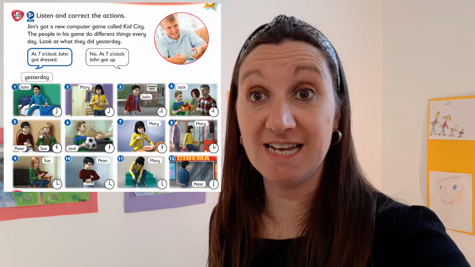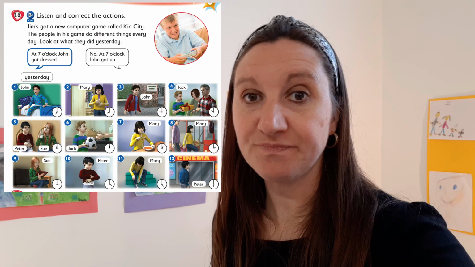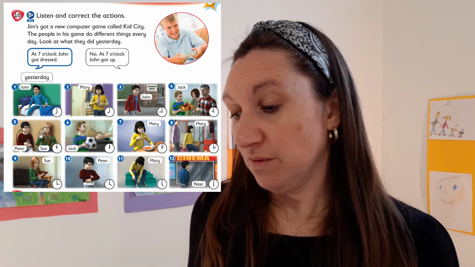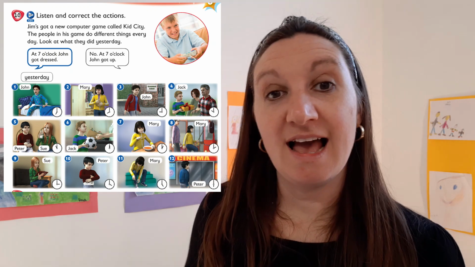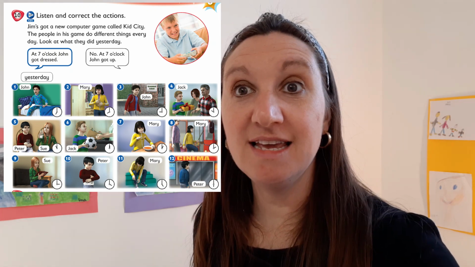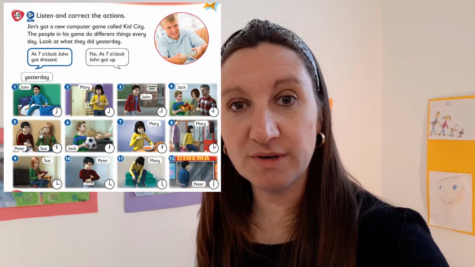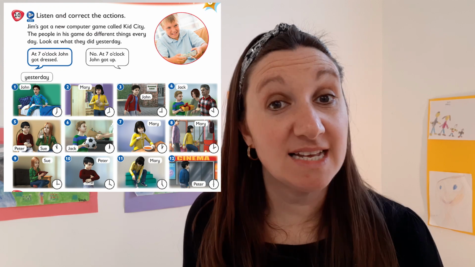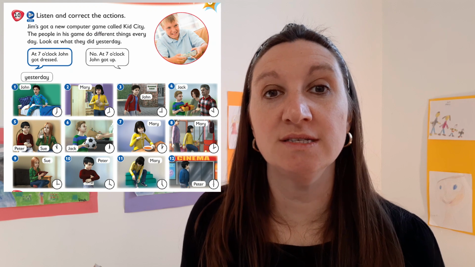We're on Pupils Book, page 57. Pupils Book, page 57. So we are looking at daily routines. So let's listen, and it says listen and correct the actions.